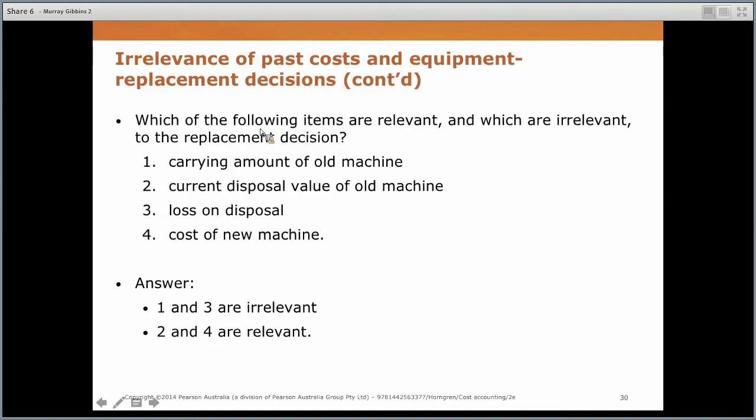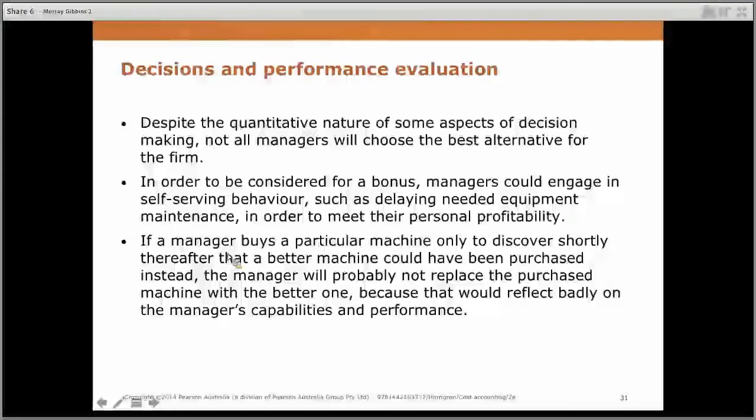Look, which of the following items are relevant? It's a 10 o'clock recording. Which of the following items are relevant and which are irrelevant in the replacement decision? So again, the carrying amount of the old machine and the loss on disposal, really they're accounting entries. They're irrelevant to whether you should buy a new machine or not. But what is relevant is what you could sell the old machine for and what the cost of the new machine is. So we'll get more practice at working out what's relevant and what's irrelevant in a minute.